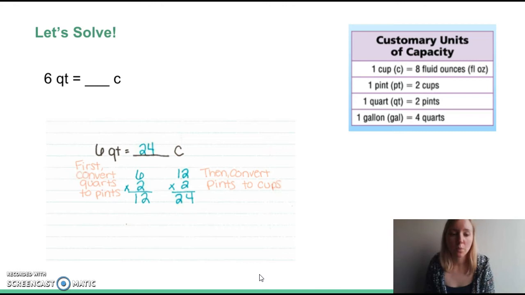So our first step, we need to figure out, are we going from small to large or large to small? So in this case, we're going from large to small. So we are going to convert first our quarts into pints. And we are going to multiply 6 times 2. There are 2 pints in each quart, which would equal 12. Then we're going to convert our pints into cups. So there are 2 cups in each pint, and we are going to multiply 12 times 2, which equals 24.